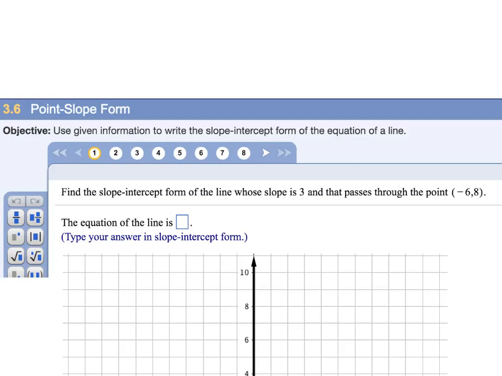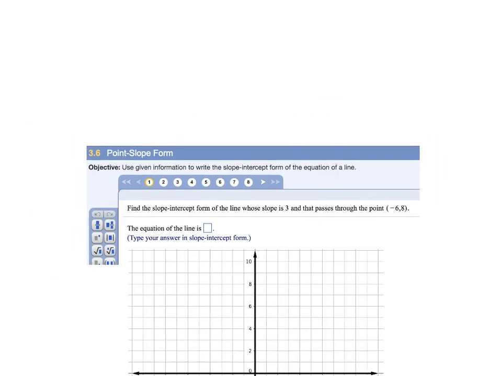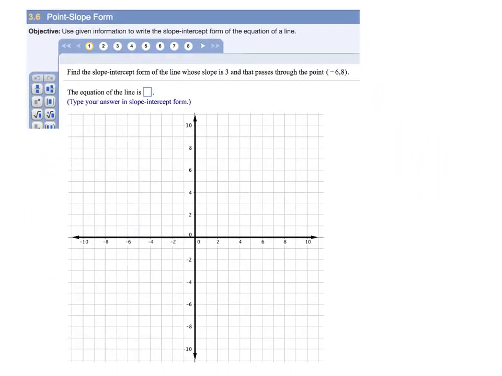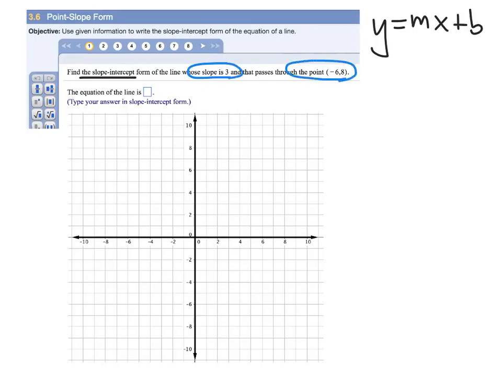All right, so what we're being asked to do is find the slope-intercept form. You remember the slope-intercept form is y equals mx plus b. That's the form we're supposed to find. However, the information we're given is the slope, which is 3, and the fact that the line passes through the point (-6, 8).